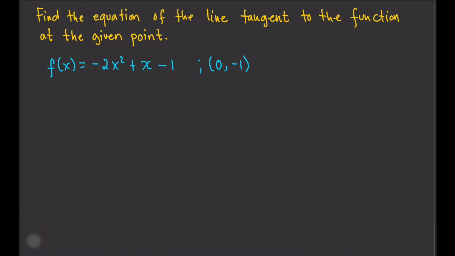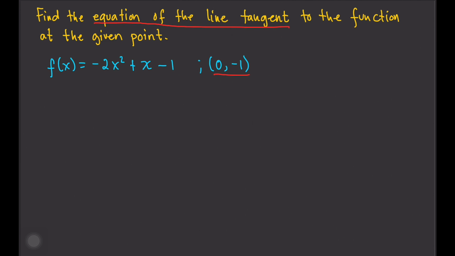Okay, so what are we solving? We are trying to find the equation of the tangent line. A tangent line is a straight line, and so to find its equation we only need a point and the slope of the line. Luckily for us, we already know the point: it is (0, -1). And so all we need to solve now is the slope of the line.